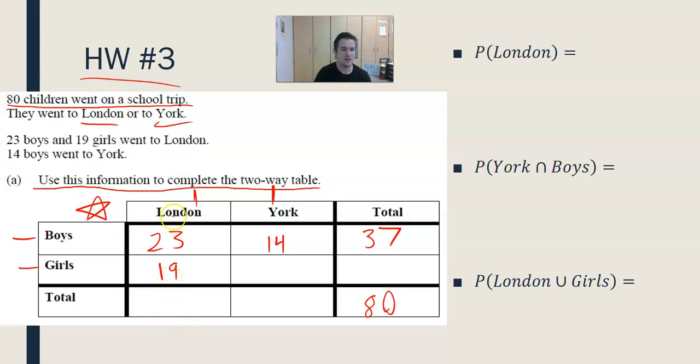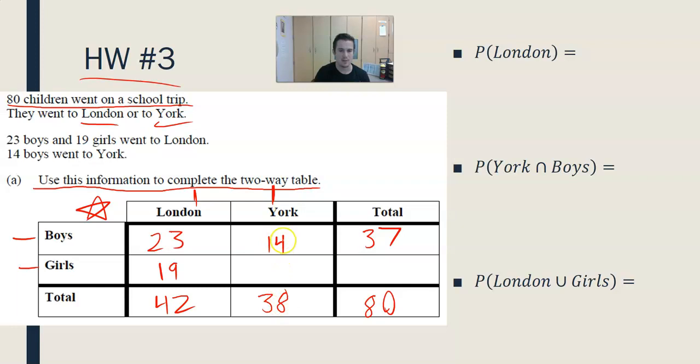So that's good. Also, I can figure out the total number of people that went to London, because 23 boys and 19 girls went to London. 23 plus 19 is 42. Okay, so remember that all of these rows to the right are going to have to add up, and all of these columns down are going to have to add up. So if there's 42 total people that went to London and 80 total people that went on this trip, that means 80 minus 42 means 38 children must have gone to York.